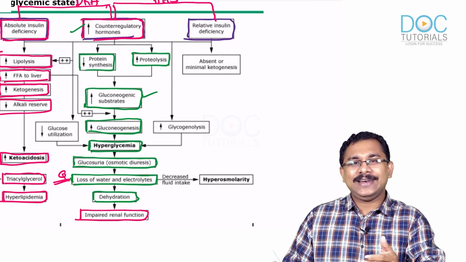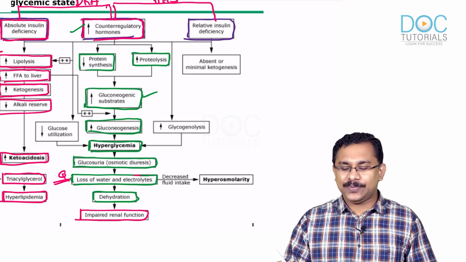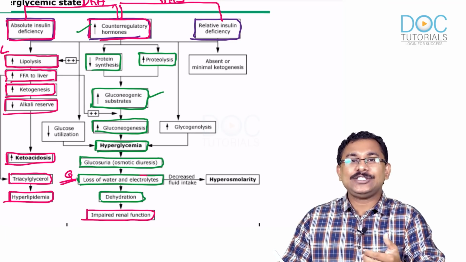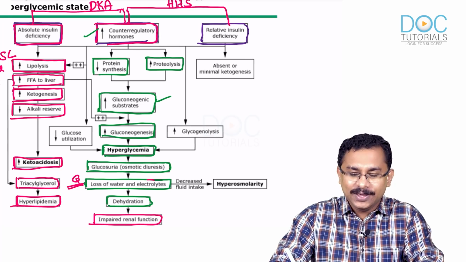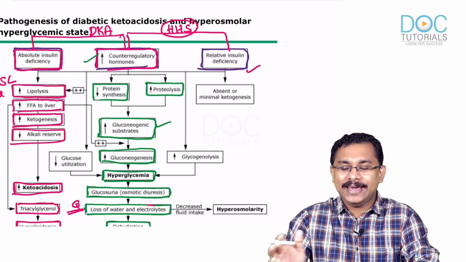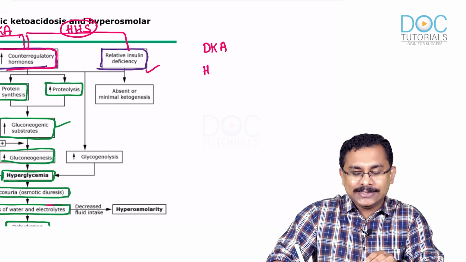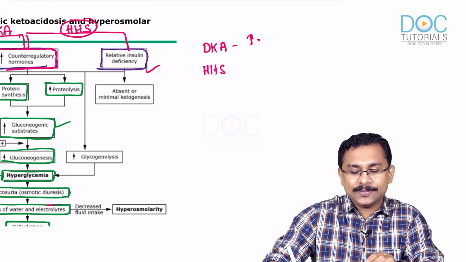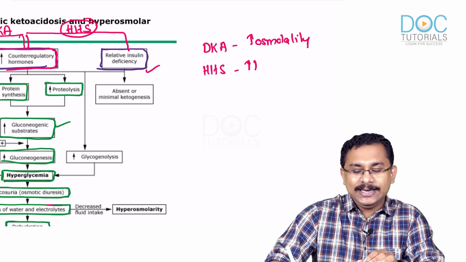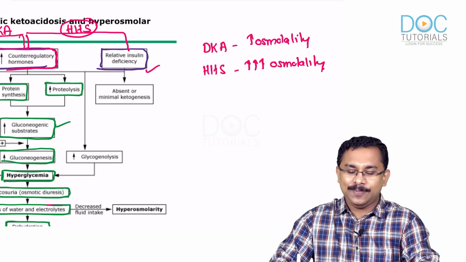Because there is loss of water and electrolytes, there is an increase in the osmolarity as well. But the increase in osmolarity is more pronounced in the hyperglycemic hyperosmolar state. Both in DKA as well as in HHS, you will have an increase in osmolality, but in HHS the increase in osmolality will be more marked. That is something you have got to keep in mind.